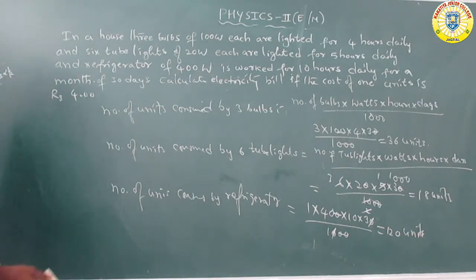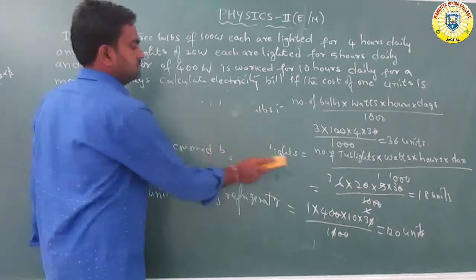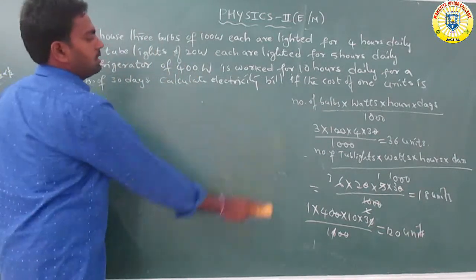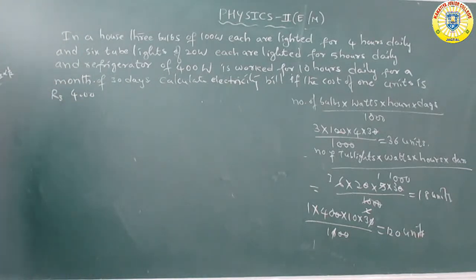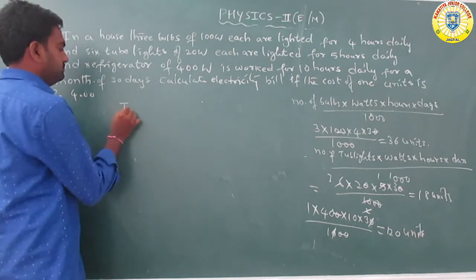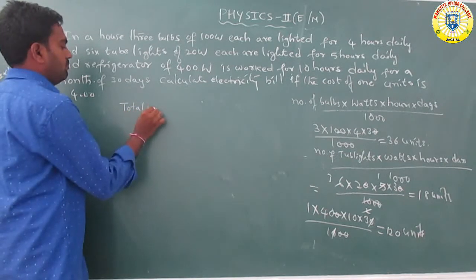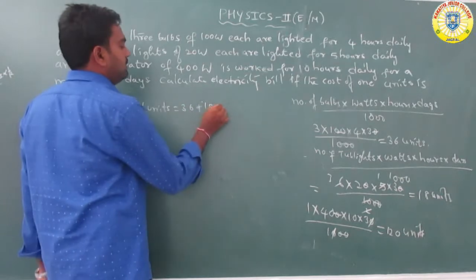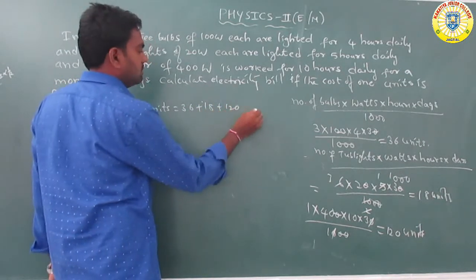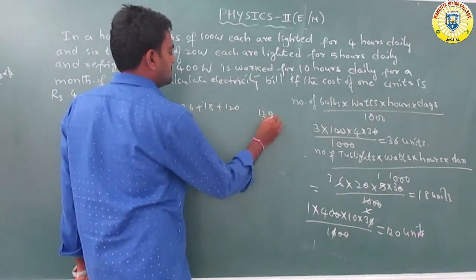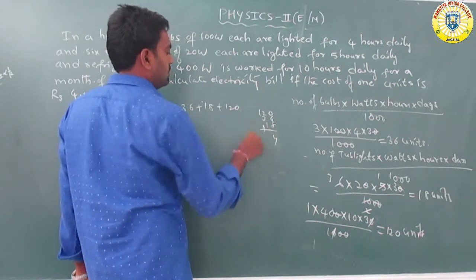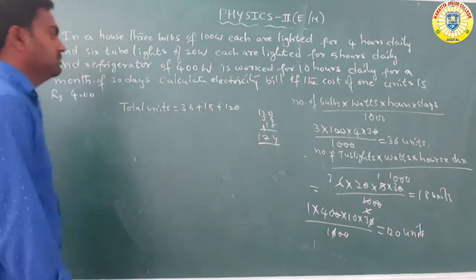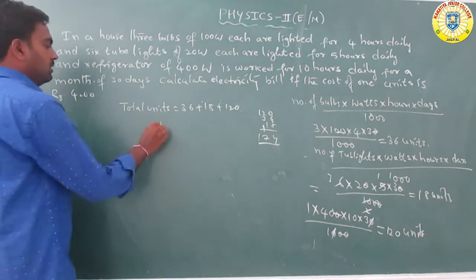So the total units is taken: 36 units, 18 units, and 120 units. So 120 plus 36 plus 18 gives 174 units total consumption.